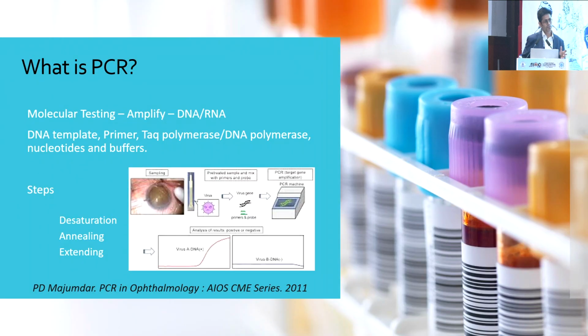So what exactly is a PCR? PCR is nothing but a molecular test in which we amplify the DNA or the RNA. What is required is a template, primers, enzymes, nucleotides, and buffers. We put it through the steps of denaturation, annealing, and extension, and then we amplify it.